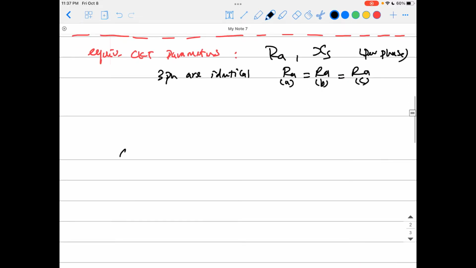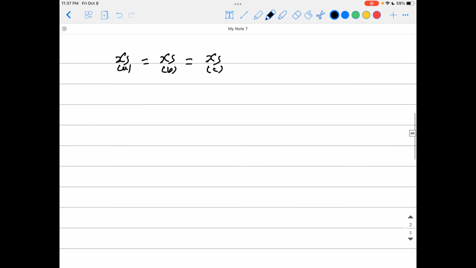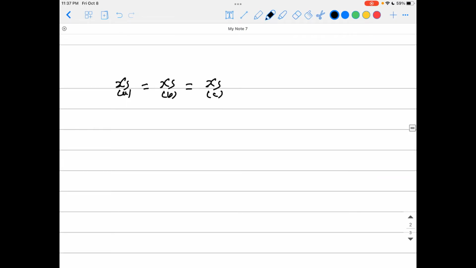So the XS for phase A will equal XS for phase B and equal XS for phase C. Okay, so you just find it for one phase and it should be identical for all the phases. Both RA and XS are unique, so those equivalent circuit parameters should be unique for each machine. So you do it for the machine and carry it forward and just use it with the equivalent circuit to find what you need about the performance of this machine. And that's why this equivalent circuit should be unique for each machine.